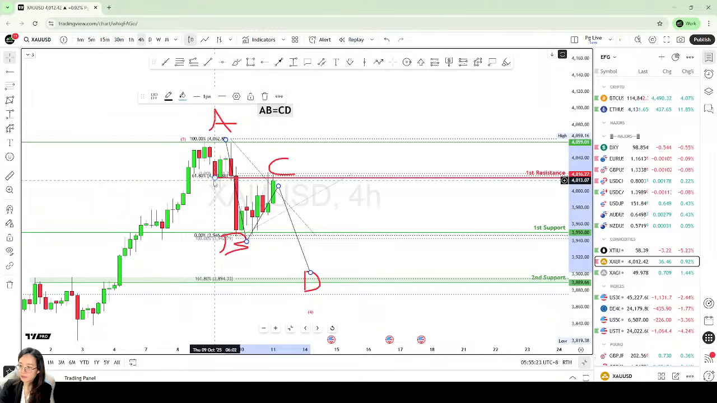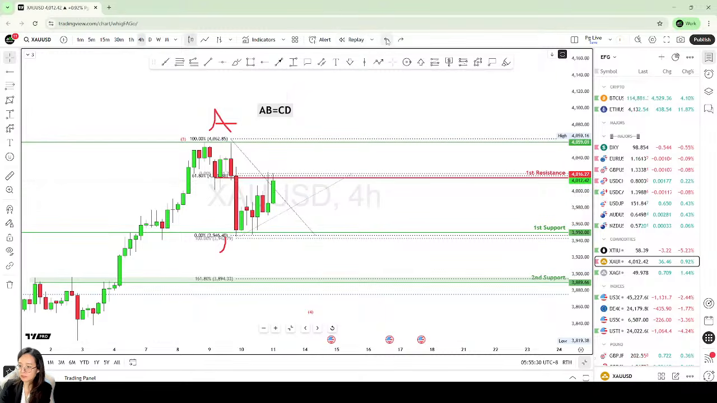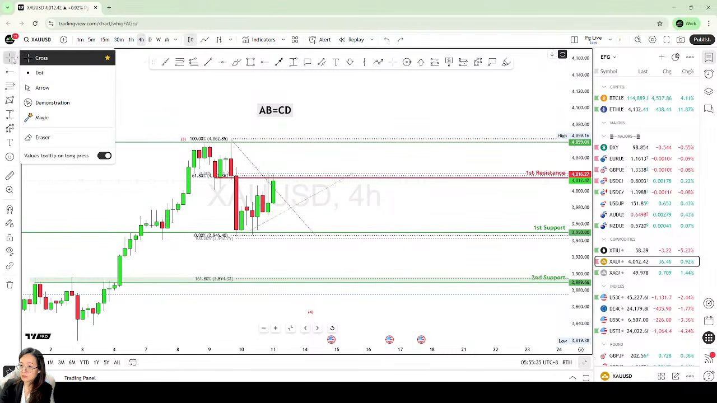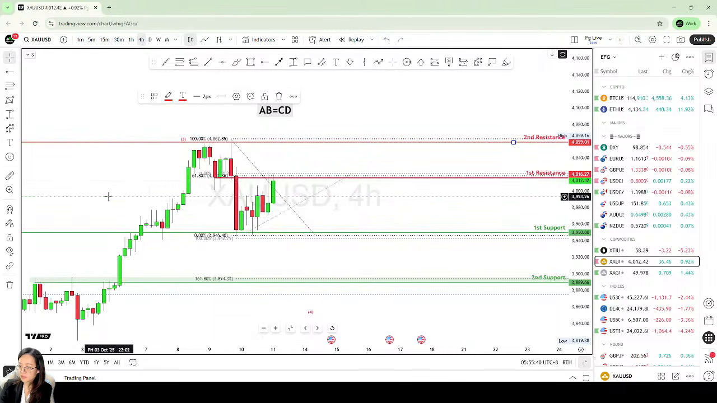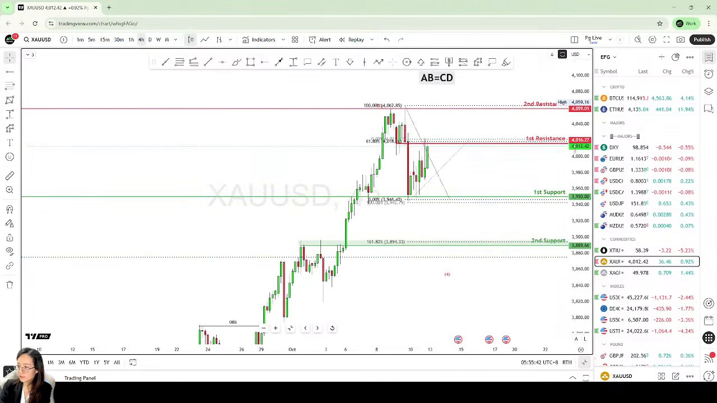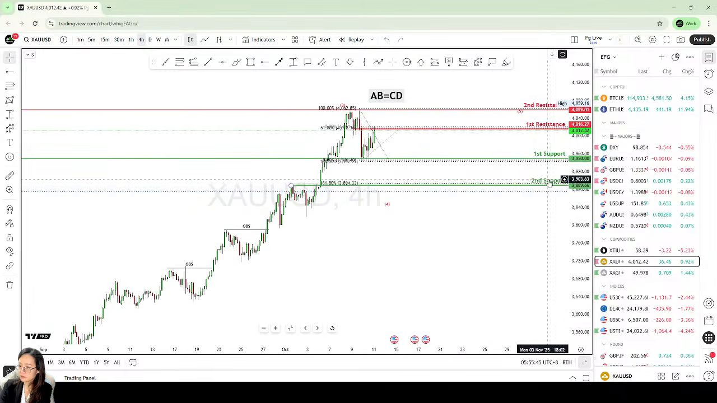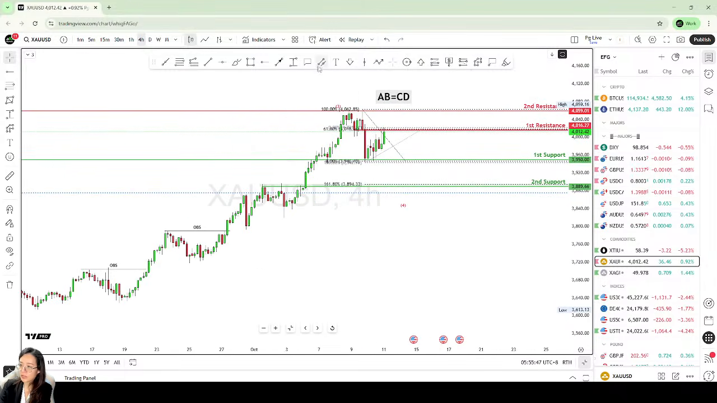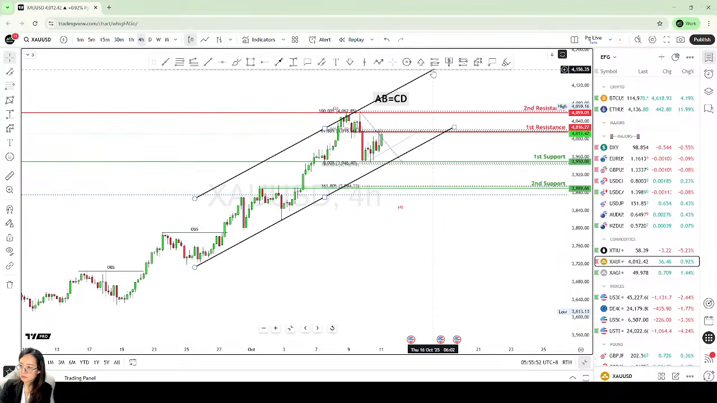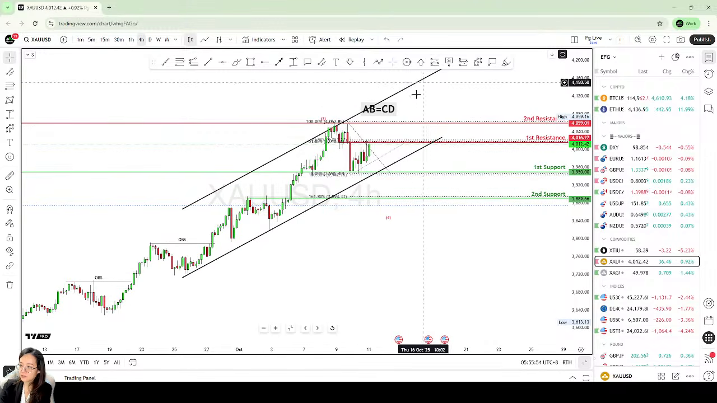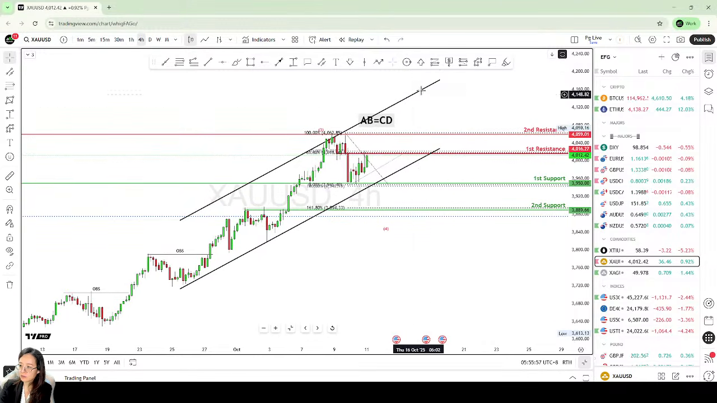If they're gonna rise back here, if they're not going to do the AB equals CD pattern, let me put my first resistance and second resistance with the ATH, all time high. That will be the reason. I would say that price also respected the channel. That is why I say this is either wave 3 and wave 4, maybe a pullback here.